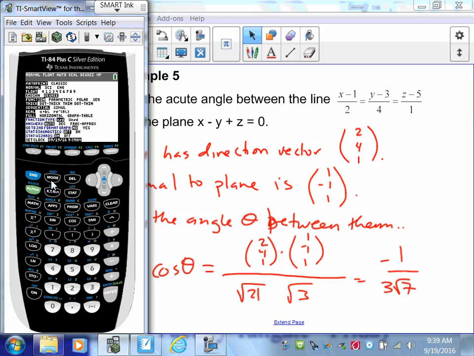Enter. Second quit. Second enter, so I don't have to retype it. Do it again. 97. Is that right? Wait, that's not an acute angle. So we subtract that. Did I do that right? Second cosine of negative 1 over 3 root 7. Not from 180 actually, subtract from 90 is what it is. Here's why.